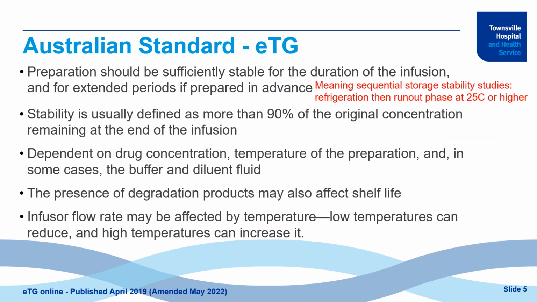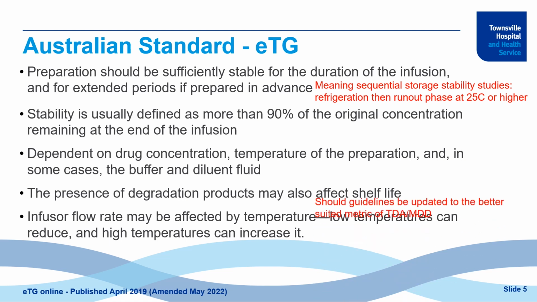So in the first part, talking about it's got to be sufficiently stable and potentially for extended periods. What it's meaning there is, realistically, we should have stability data that has sequential storage stability, meaning there's a refrigerated period plus the 25 degrees Celsius or higher as the run out phase. And what we call the gold dream standard is if we could have 7 days within the fridge, because that allows us for batch ordering a week at a time, and then a 24-hour run out at the higher temperatures. That's sort of the gold standard we'd like to have for stability studies.